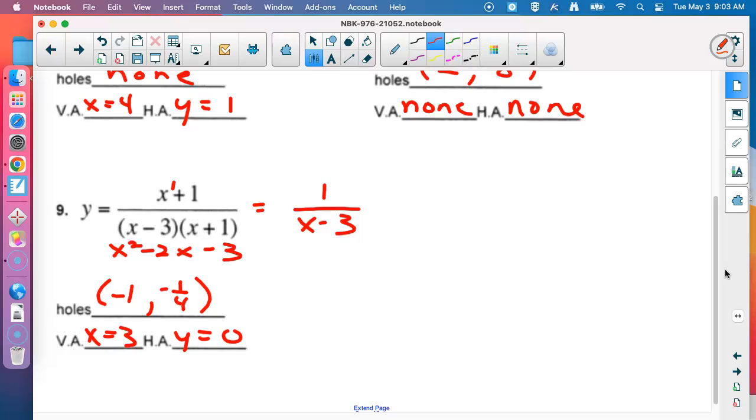All right, so that was a really good set of find holes, find vertical asymptotes, find horizontal asymptotes. Anybody have a question on that section, how we were getting some of that?